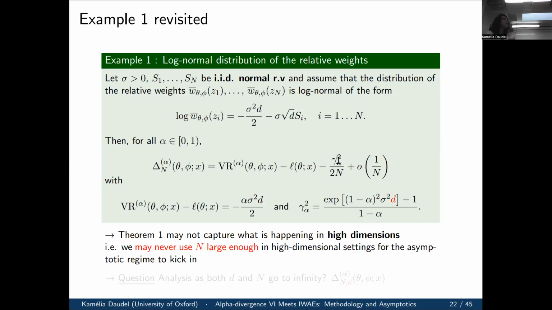That is to say, we might never use an n that is large enough for this prediction to be accurate. So this is exactly the point that you are making: I need n to be really big. Here's the reason why: because I'm exponential in d in the term that appears as a factor. So this begs the question, can we analyze what's going on in the variational gap as both n and d go to infinity? We need to take into account the dependency in d, and this brings us to an analysis of the variational gap as both n and d go to infinity.